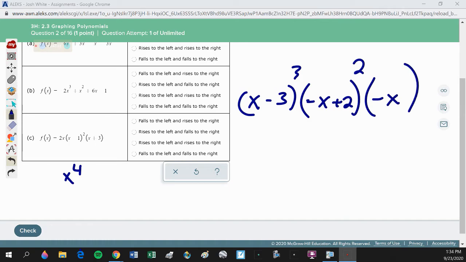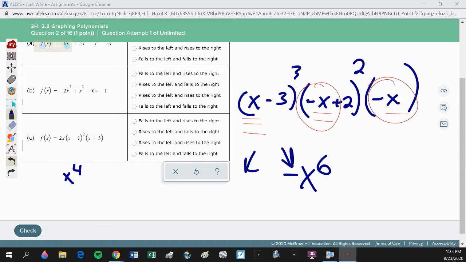How many x's are there? 1, 2, 3, 4, 5, 6. What's the sign going to be? Just count the negatives. How many negatives are there? 2 here and 1 here. 3 negatives makes a negative. So what would that graph look like? Down and down. Okay, that's pretty easy, right?